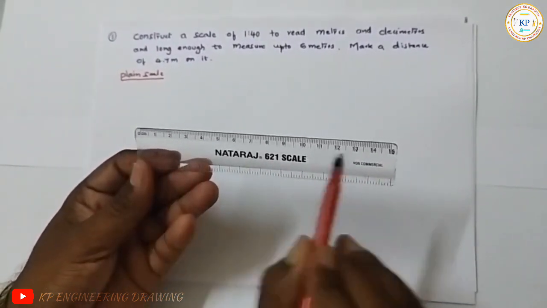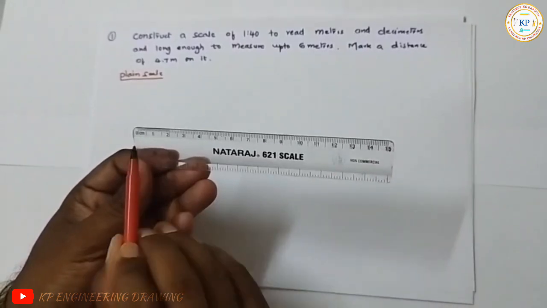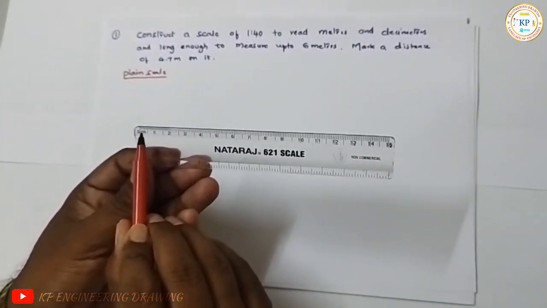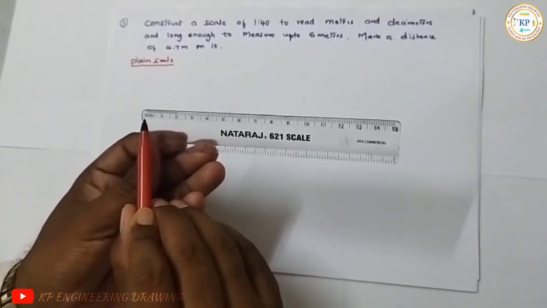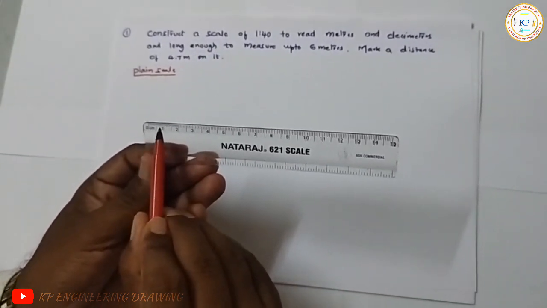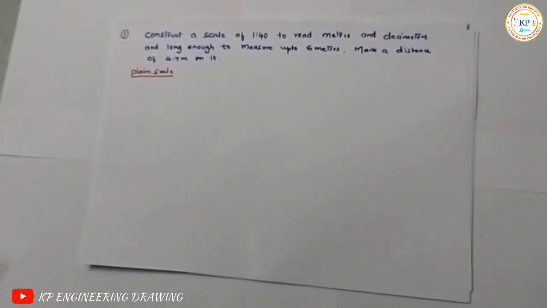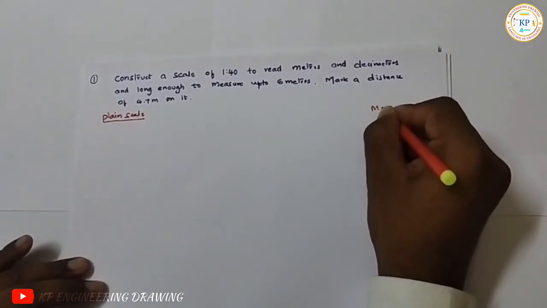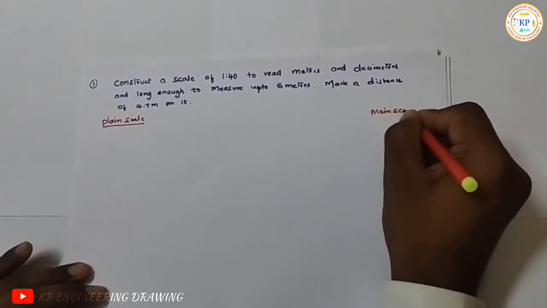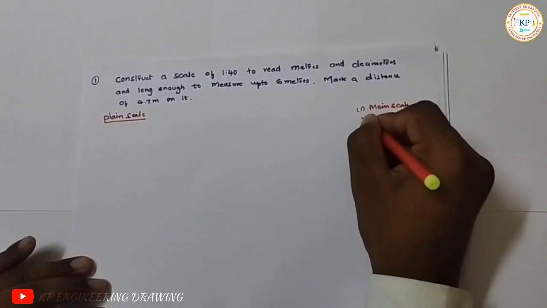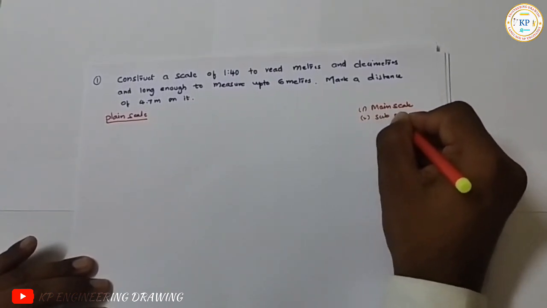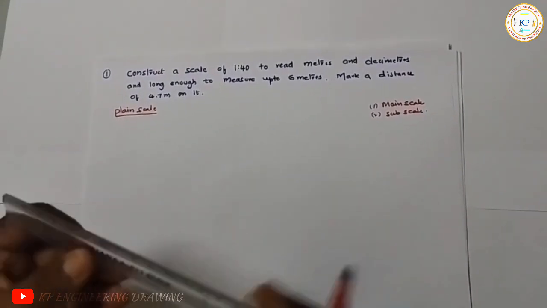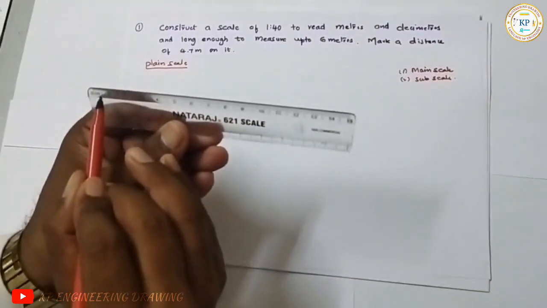So this is the main scale. And again we have millimeter scale also. So here this is 1, 2, 3, 4, 5, 6, 7, 8, 9, 10. So 1 centimeter is equal to 10 millimeters. So generally plane scale consists of two scales, that is, number one, main scale, and two, its subscale.